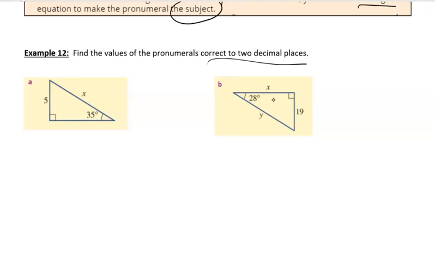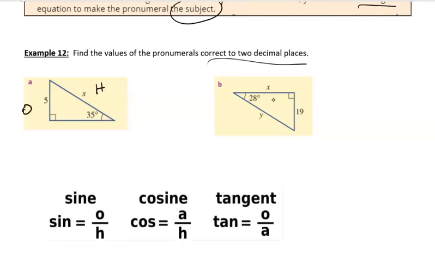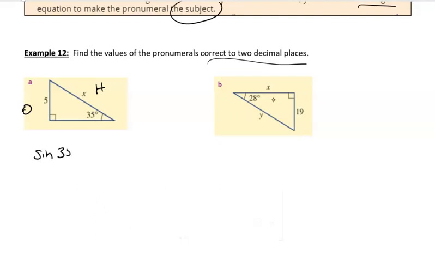So for this first example, we've got 35 degrees. And so we're looking for opposite and hypotenuse. So if we've got opposite and we've got hypotenuse, we're looking for sine. So the sine of 35 degrees is equal to the opposite over the hypotenuse. So here's our problem, is that we have the hypotenuse, the x, on the bottom now. So we're just going to do our usual algebraic fun.